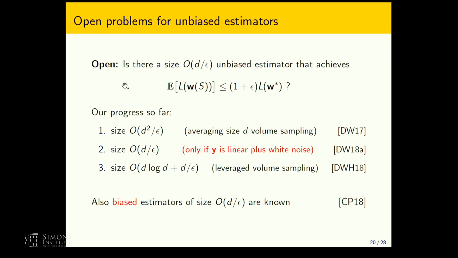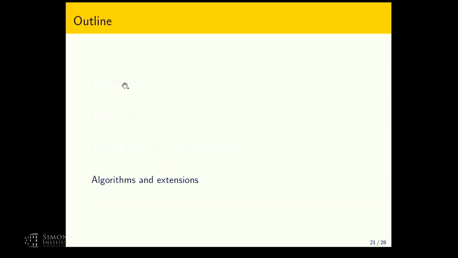So you get exactly the same as leverage score sampling. D log d plus d over epsilon is exactly what leverage score sampling gives. That's right, yeah, exactly. I'll talk about it if I get a chance, but you can essentially correct the bias of leverage score sampling.